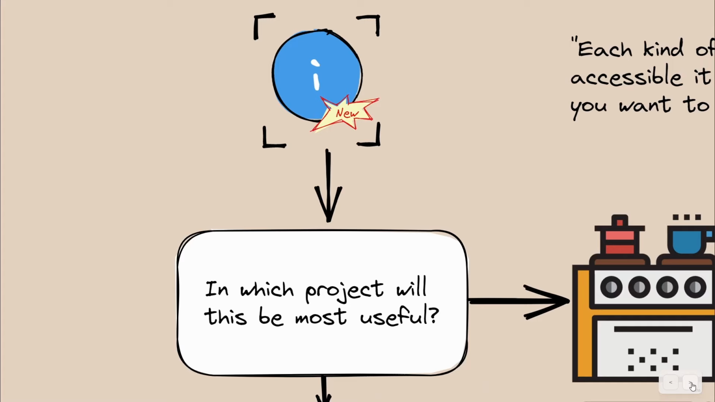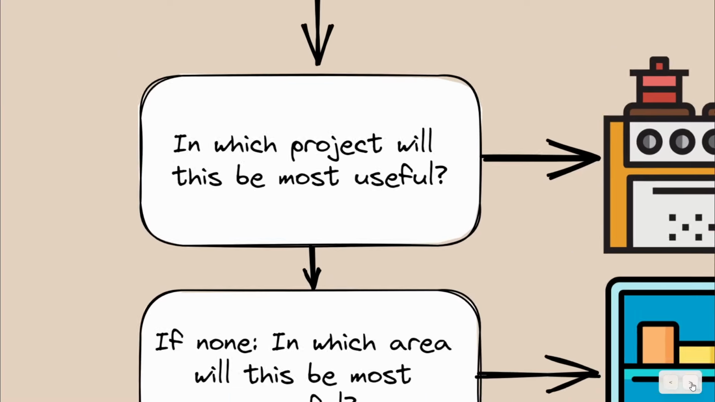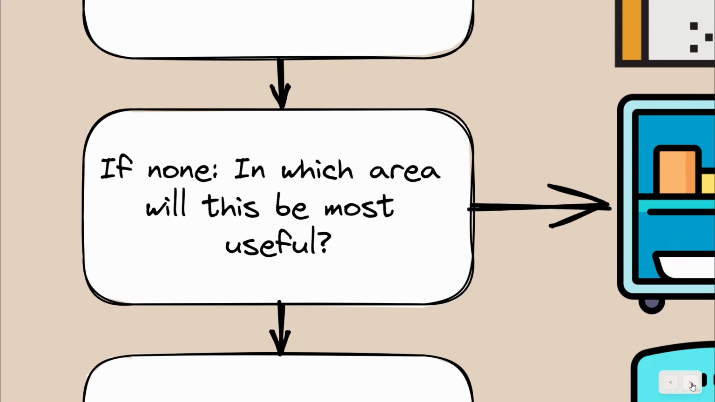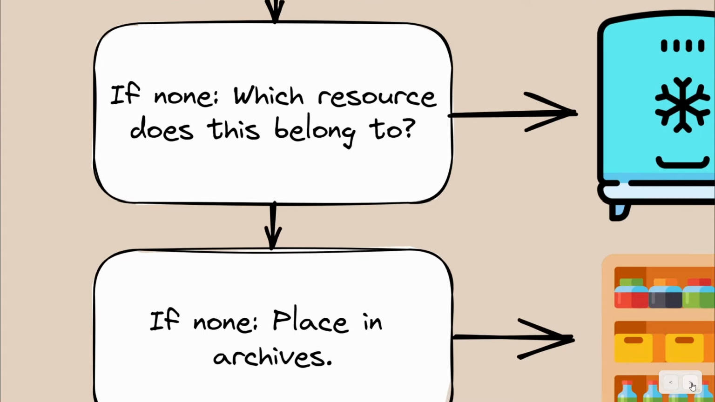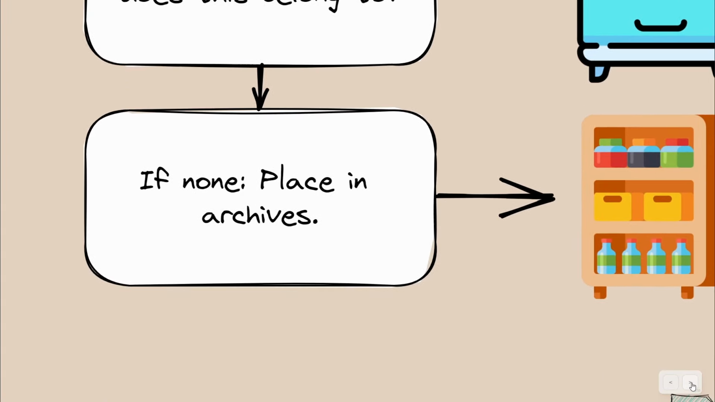If there is a relevant active project, store the file there. If not project related, the second question to ask is, in which area will this be most useful? If there's an area, store the file there. If the file doesn't belong to any specific project or area, the third question to ask is, which resource does this belong to? Store it with the relevant resource or place it in the archives.